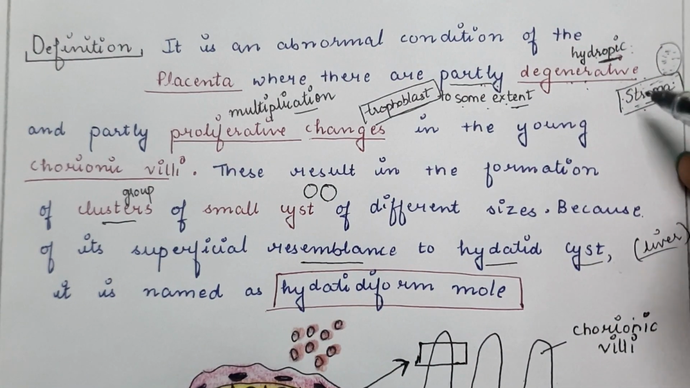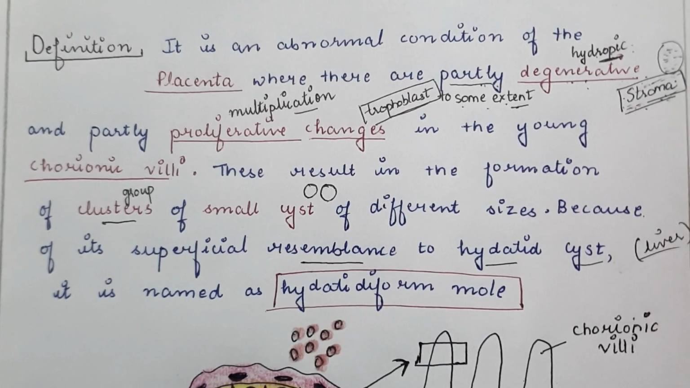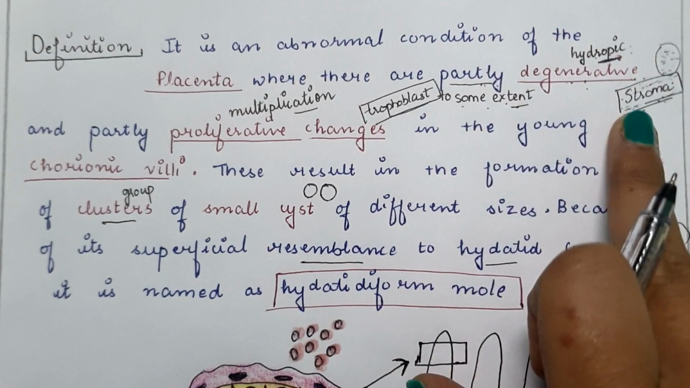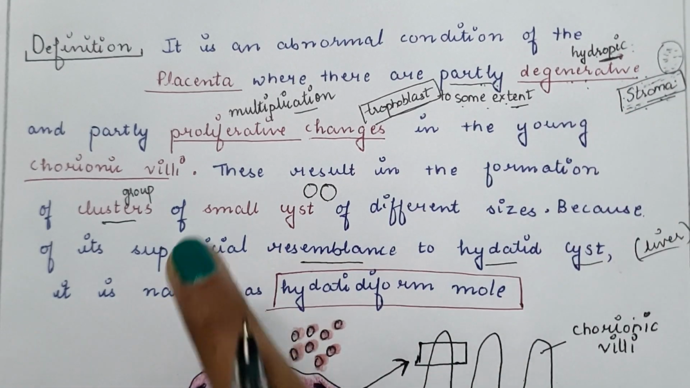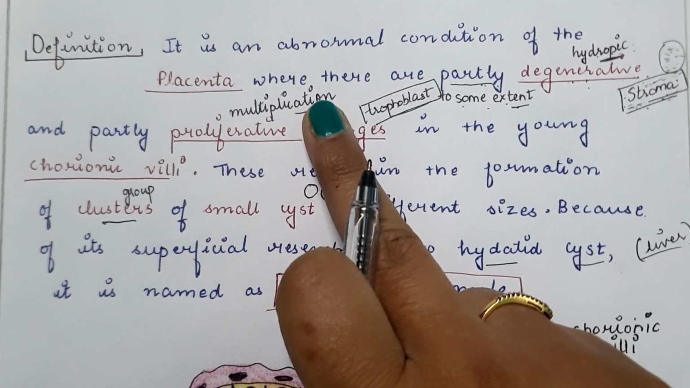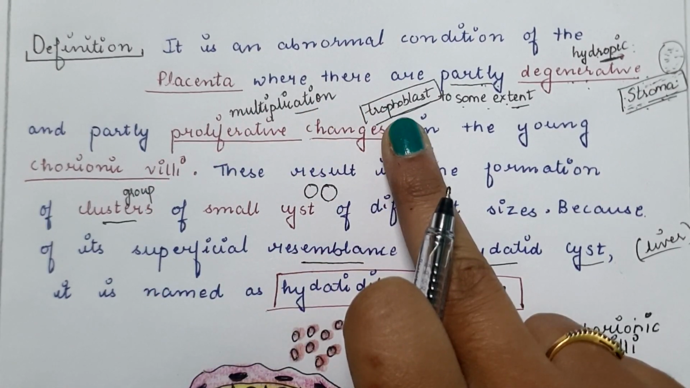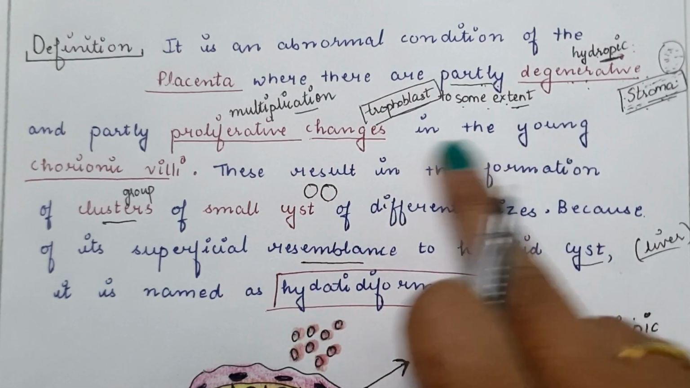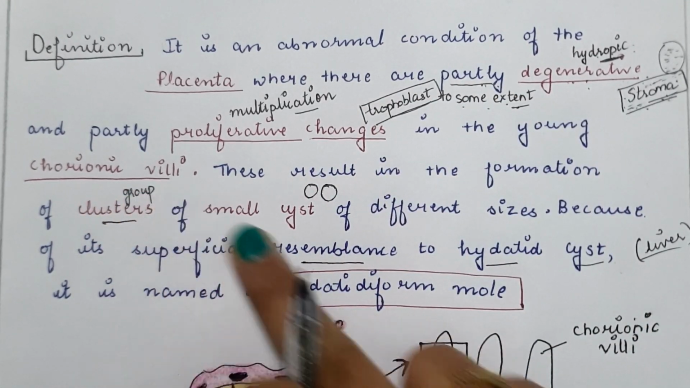So what actually happens? There will be accumulation of fluid in the stroma of the villi, and because of the accumulation of fluid, the function of the stromal cells declines. That is known as hydropic degenerative changes which occur at the stroma of the villi. Second is partly proliferative changes. Proliferation means the multiplication of the cells. Which cells? Trophoblast cells of the chorionic villi. Both these changes take place in the young chorionic villi.